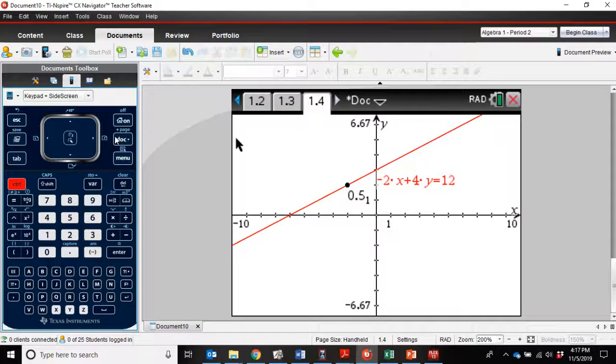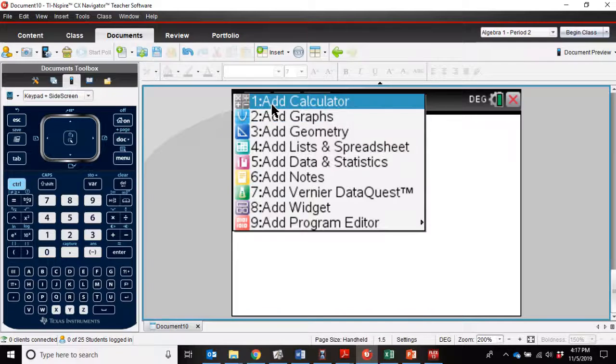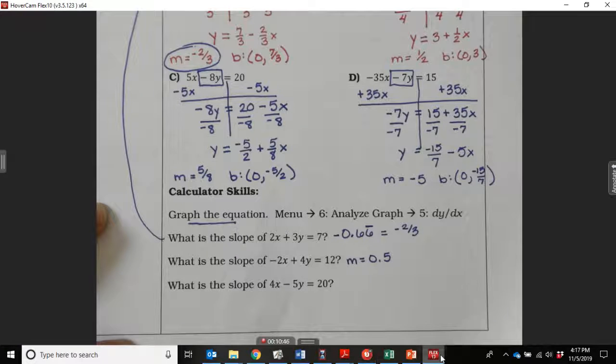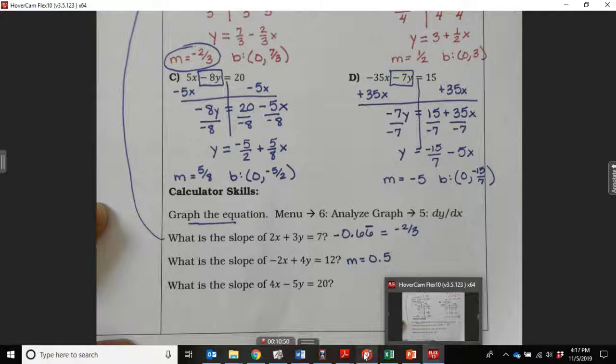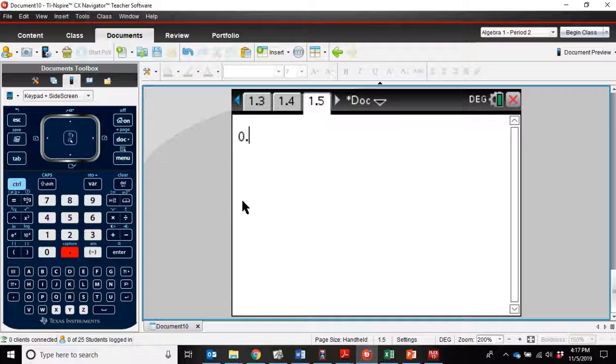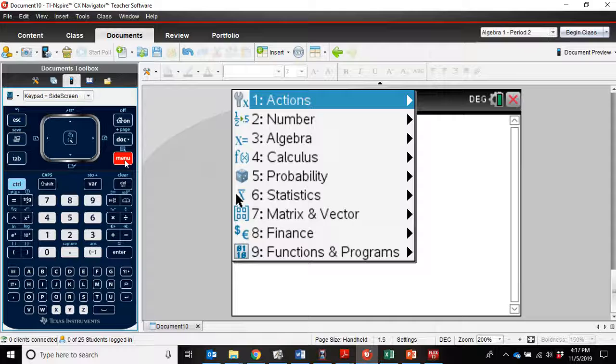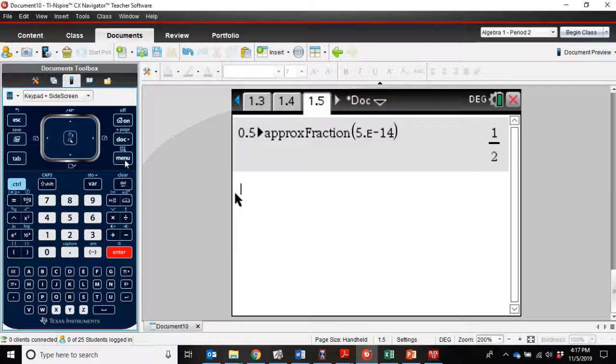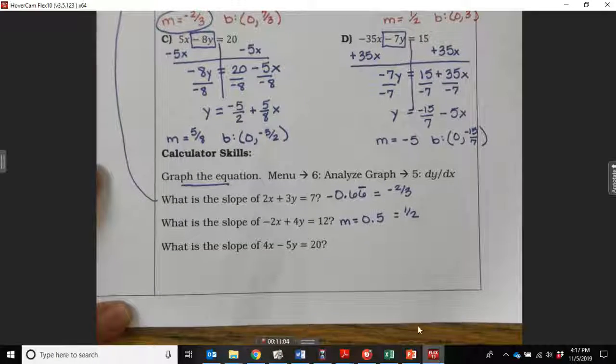So I'm going to add a calculator page. By the way, make sure you write it down. m is 0.5. And then type it in. Menu 2 to change it to a fraction, so I get 1/2. And then the last one is 4x minus 5y equals 20.